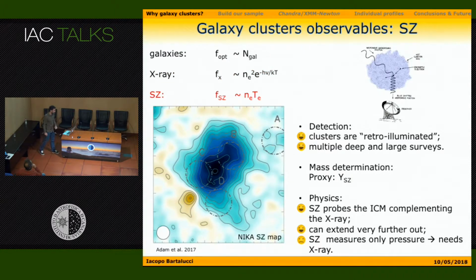And then another very useful band is the microwave, through the Sunyaev-Zel'dovich effect. Now, the Sunyaev-Zel'dovich effect is an effect for which the CMB photons are scattered to higher energy, interacting with the electrons in the ICM. What you are actually looking at when you're doing the SZ is a distortion of the CMB spectrum.